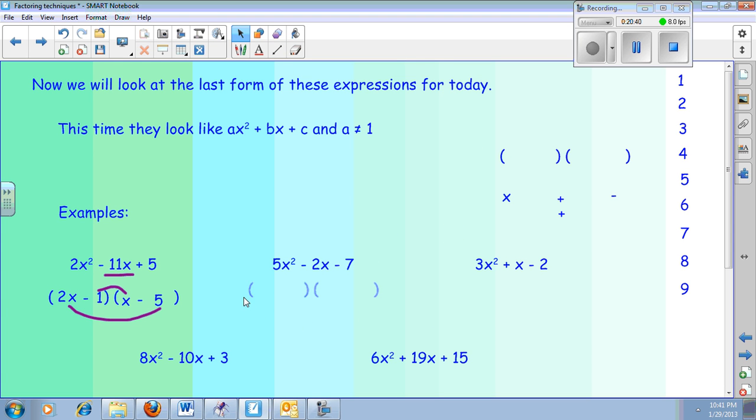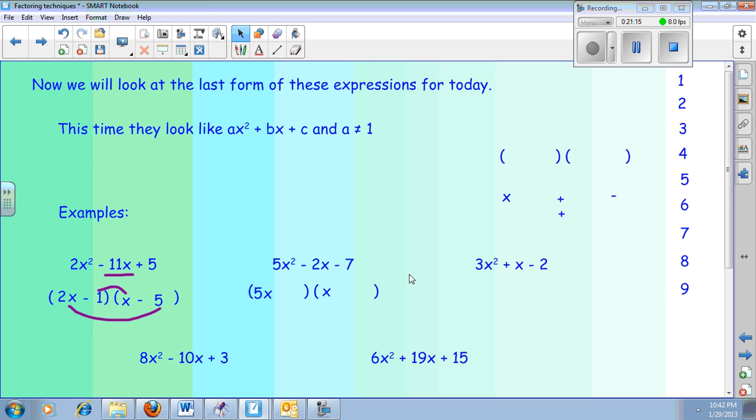5x squared minus 2x minus 7. Now it's really nice when a is a prime number like 5 because there aren't any choices of what numbers to put in the beginning. We put a 5 next to an x and a 1 next to an x because 5 times 1 is 5. However, we generally don't write the 1. Now, our product is negative 7. So we need some numbers that have a product of negative 7. And then we have to check outside inside to make sure we get a sum of negative 2.